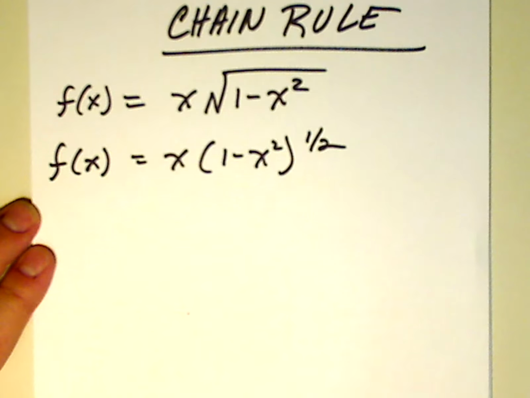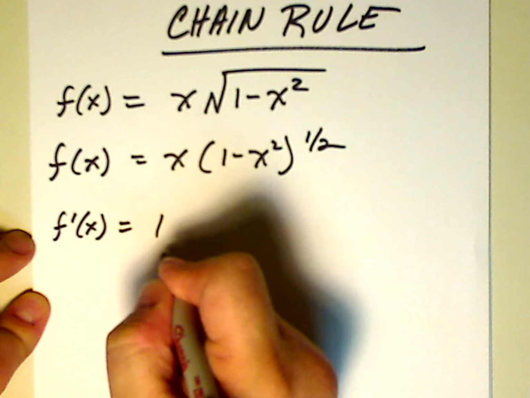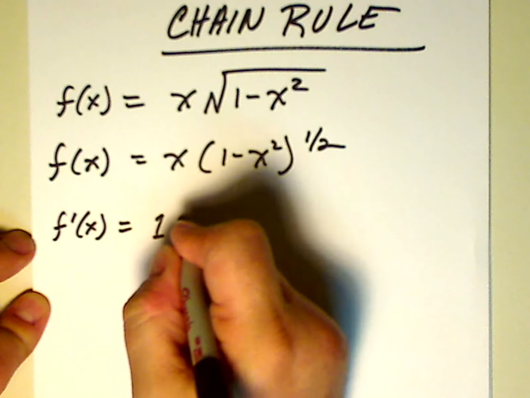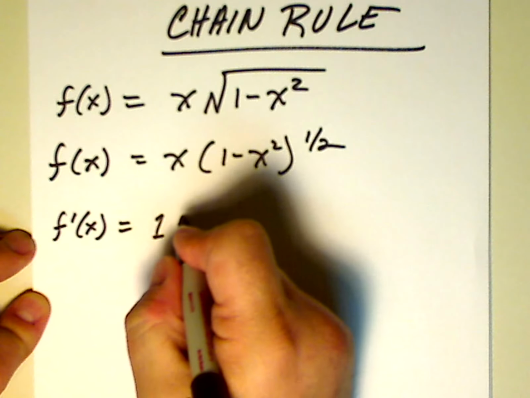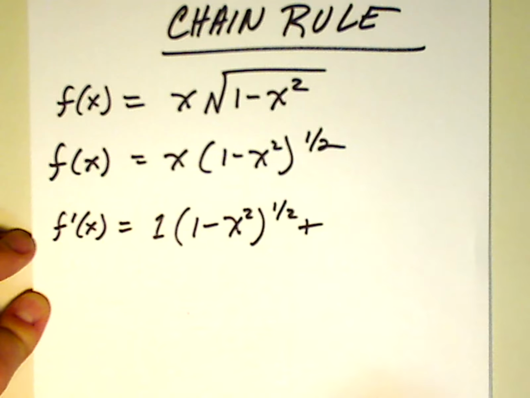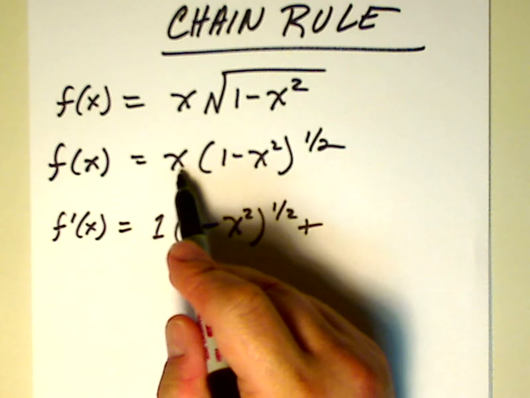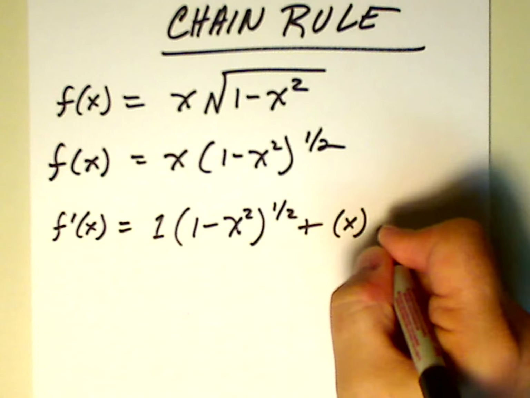Okay. So the derivative of x is 1 times the second function, which is 1 minus x squared to the 1/2. And then we're going to add to that the derivative of the second times the first. Well, the first is x. Let's write that in here.